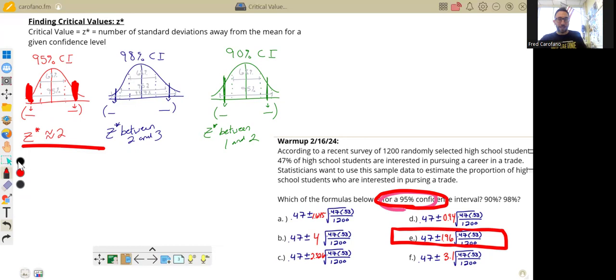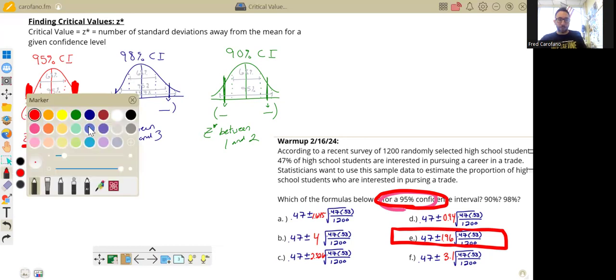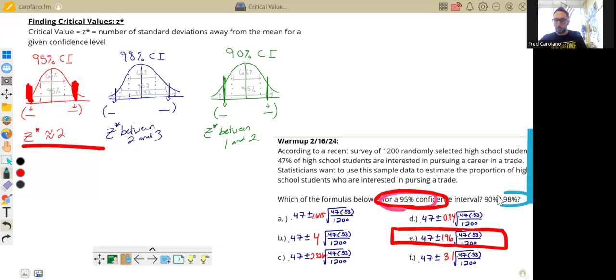If we think about 98% confidence, 95% confidence would be 2 standard deviations away, and 99.7% confidence would be 3 standard deviations away. So if we want to be 98% confident, that's between 2 and 3 standard deviations from the mean, or in other words, between 95 and 99.7%. Since 98 is between 95 and 99.7, our Z star has to be between 2 and 3, and that gives us this option here.